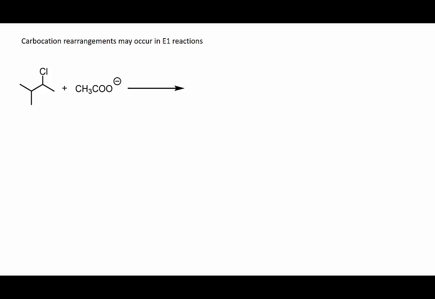Finally, you can also see carbocation rearrangements in E1 reactions. This is a little bit more complicated. We remove our leaving group here to generate our carbocation. Now in this case, we have a secondary carbocation. It would be more stable if we could somehow make the carbocation on this part of the molecule. So what can happen is the hydrogen on this group here can actually shift. If it shifts over, we generate a new carbocation.